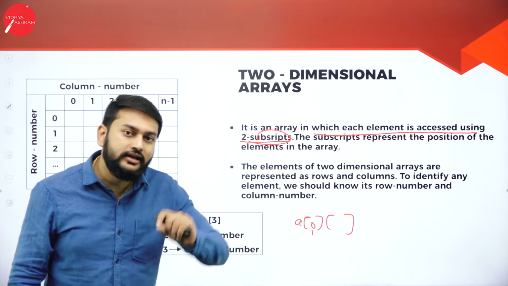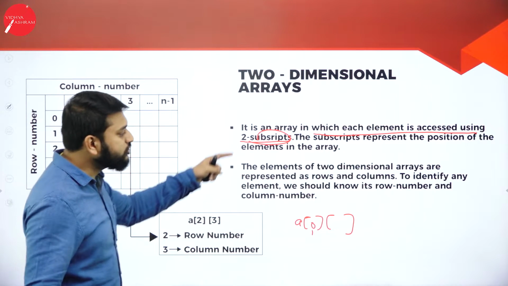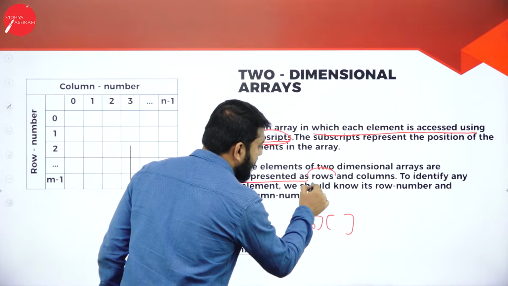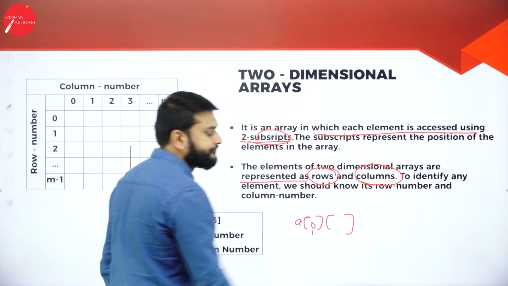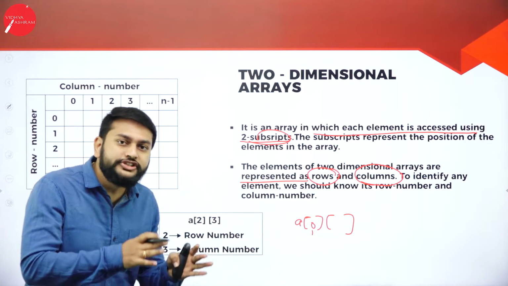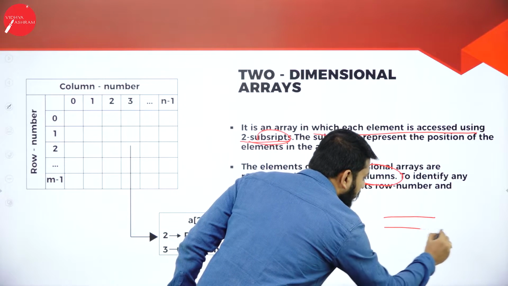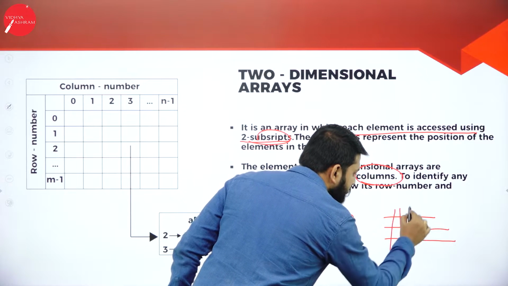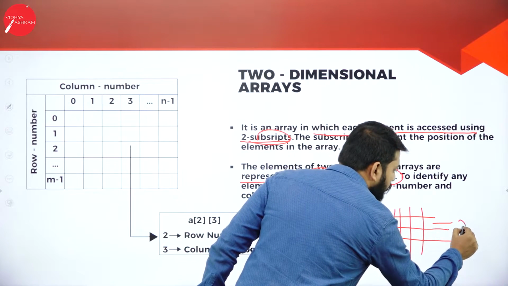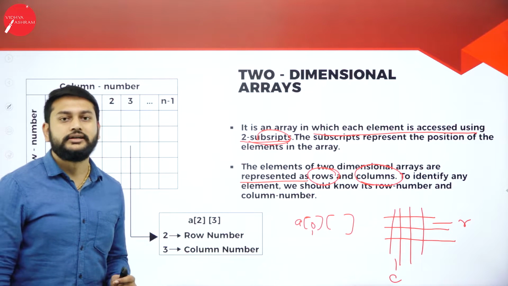So let us understand. The elements of two-dimensional arrays are represented as, please understand, rows and columns. In what way do I represent two-dimensional arrays? In rows and columns. This is what I will call rows, and this is what I will call columns. Got my point? This I will call a row, this I will call a column. That's what you need to understand.